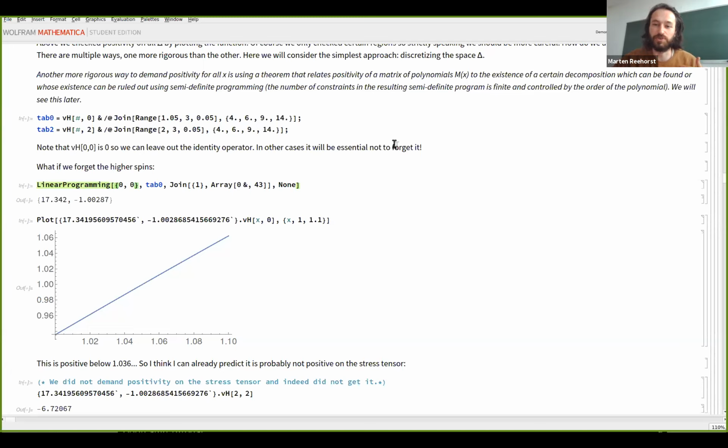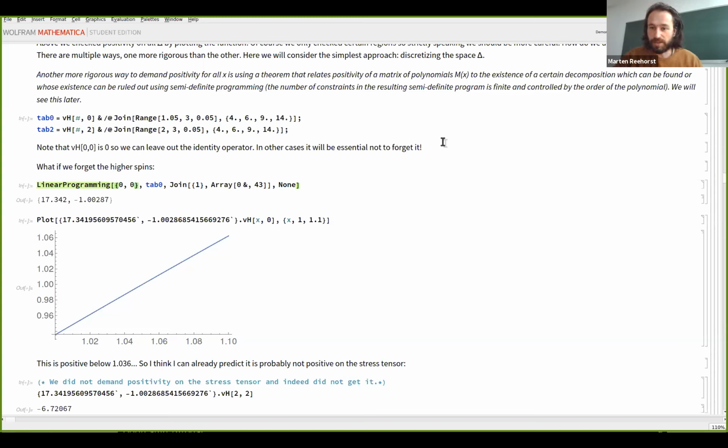So in that case, you ask for positivity on some grid of values for delta and L above, with delta above 1.05. So starting from 1.05 and then some more. And you want to find some functional that's positive on this, and we don't care about optimizing something else while we do it. We just want to find any solution.